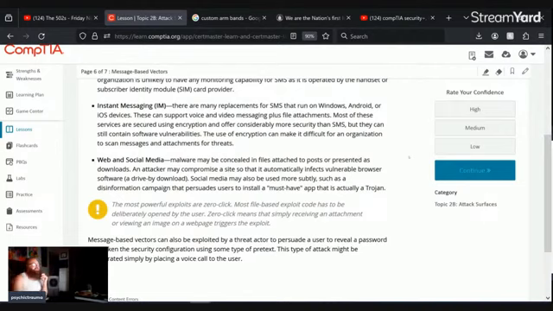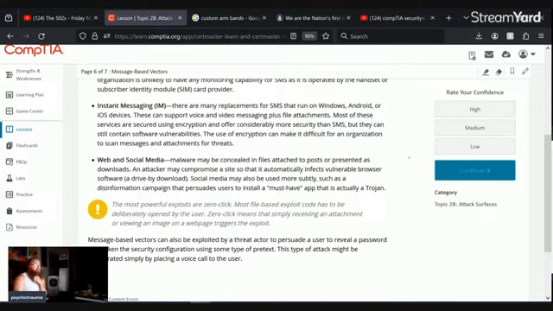Web and social media. Malware may be concealed and files attached to posts are presented as downloads. An attacker may compromise a site so that it automatically infects vulnerable browser software, a drive-by download. Social media may also be used more subtly, such as a disinformation campaign that persuades users to install a must-have app that is actually a Trojan.